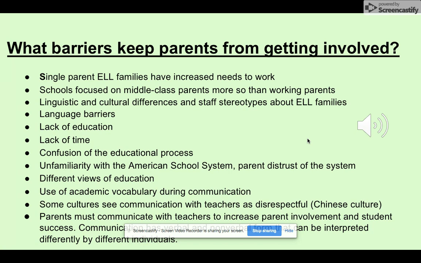Some cultures see communication with teachers as disrespectful, and parents must communicate with teachers to increase parent involvement and student success. Communication has verbal and nonverbal forms that can be interpreted differently by different individuals.